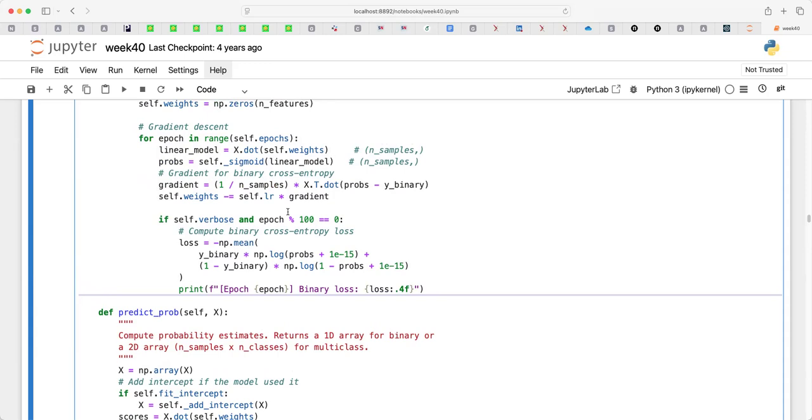Yeah. I didn't quite get why you only computed the loss for every 100. No, because I want to print it out every 100. Okay, so you just print it. Yeah. So you don't want to print it out every iteration, right?